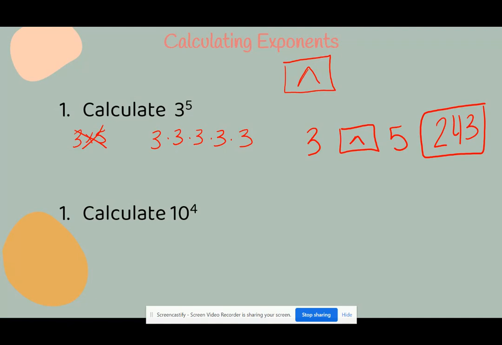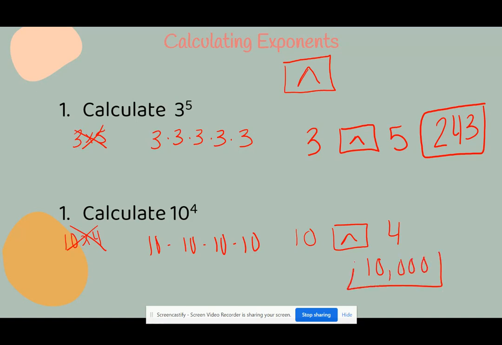And then calculate 10 to the 4th power. Remember, that's not 10 times 4. That's 10 times 10 times 10 times 10. But instead of typing that all into your calculator, you just hit 10 caret 4, and it's going to give you an answer. 10 caret 4 is 10,000. And that is Exponent Basics.